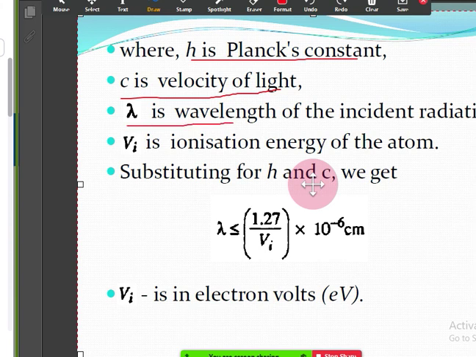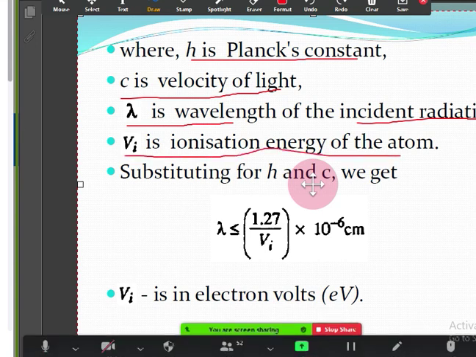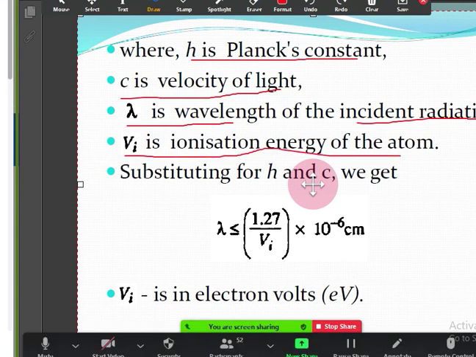Next, lambda is the wavelength of incident radiation. Vi is the ionization energy of the atom, so it depends on the atom.